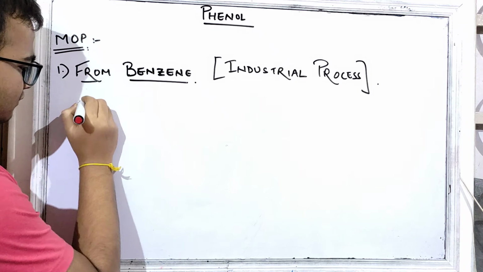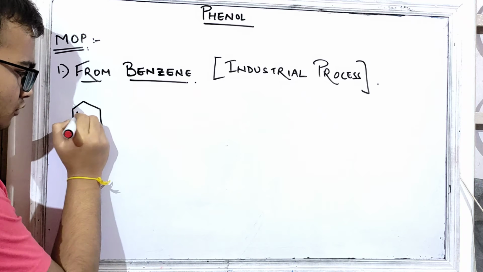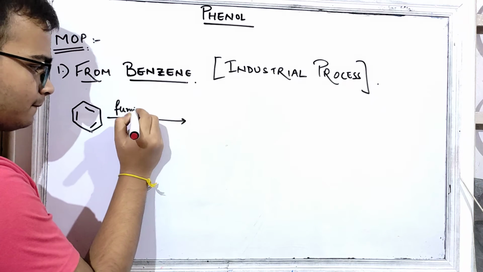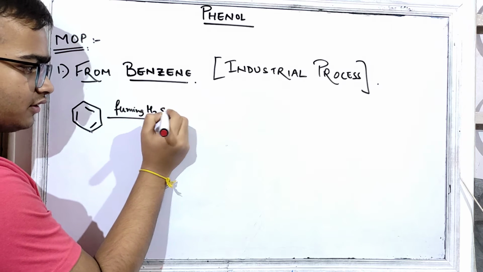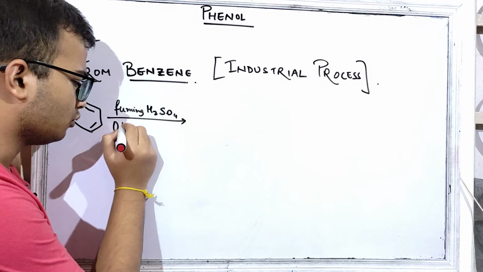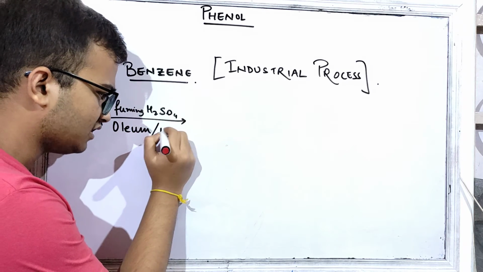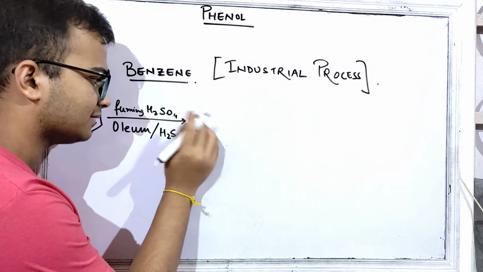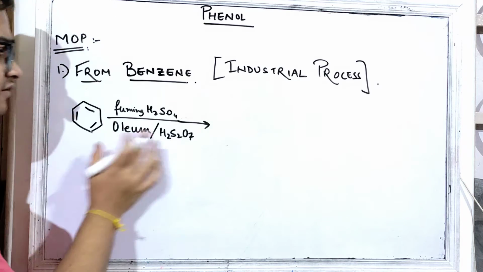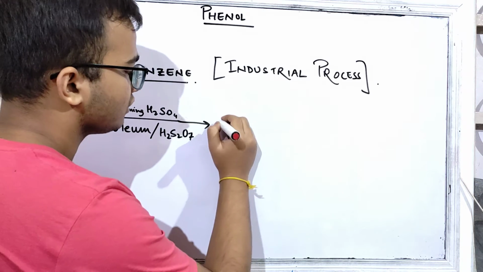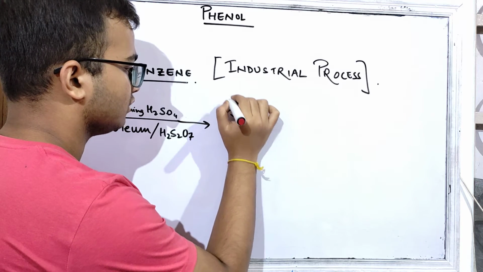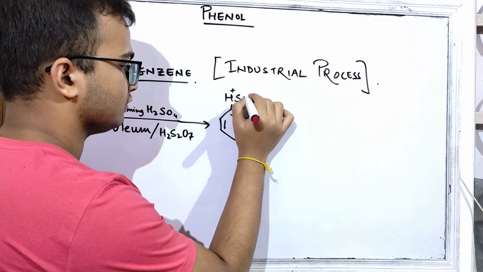We take benzene, which looks like this. We treat it with fuming H2SO4. Fuming H2SO4 is also called oleum, or you can say H2S2O7. Oleum has the chemical formula H2S2O7. When you treat benzene with fuming H2SO4 or oleum, you get this one. This is called benzene sulfonic acid, with H plus and SO3 minus.